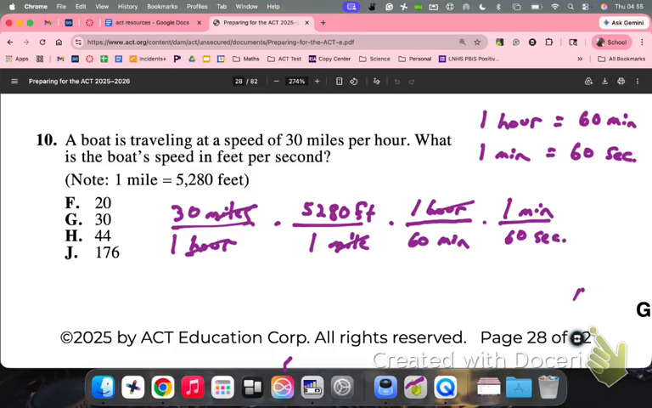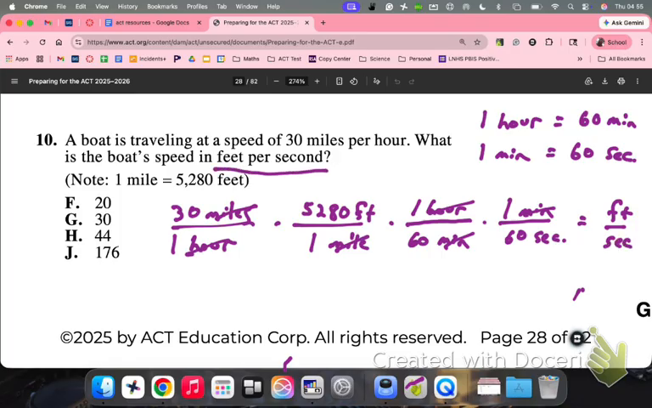Now if I keep on multiplying, I need to take 1 minute equals 60 seconds. And I put minutes on top because I want minutes to cancel with minutes on bottom. Now if I multiply across the top, I'm going to get feet. And if I multiply across the bottom, my units will be seconds. And that's the answer I want. I want it in feet per second.